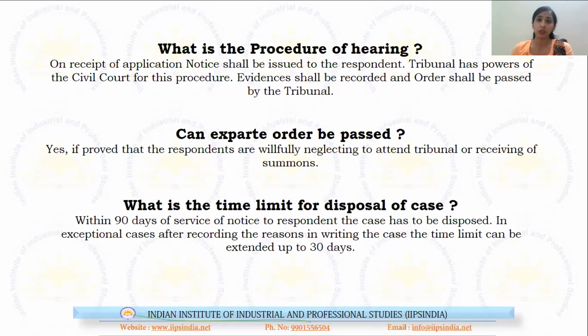Ex parte order, for those who are not from the law background, means passing the order in the absence of the other party. The natural justice law says that you have to hear both the parties before passing an order or before giving a judgment. But in case of ex parte order, the other party will not be present. Without hearing the other party, the order can be passed.